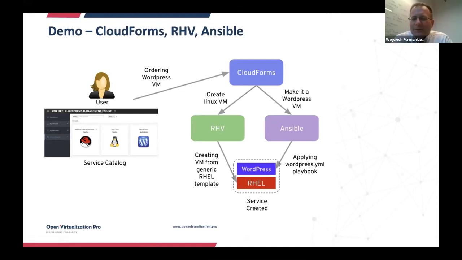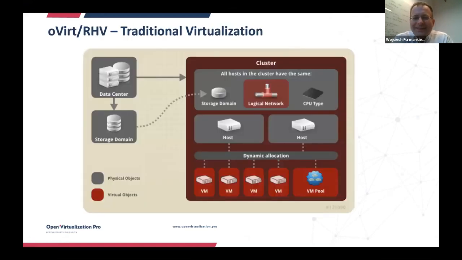Okay, so you just use the CloudForms to provision the Red Hat machine on the Red Hat virtualization. So we'll create a VM and Ansible will do all of the magic for the WordPress. So after 10 minutes of our speech, we will see the final results, yes? Yeah, that's the plan. Hope it works.